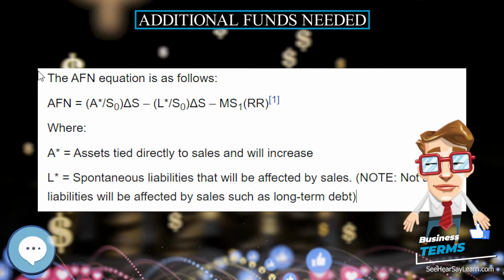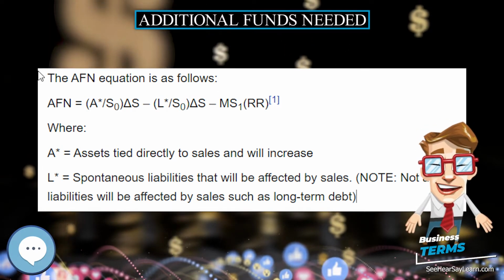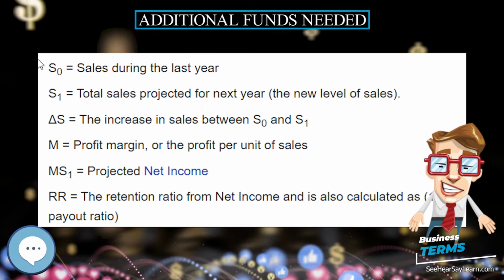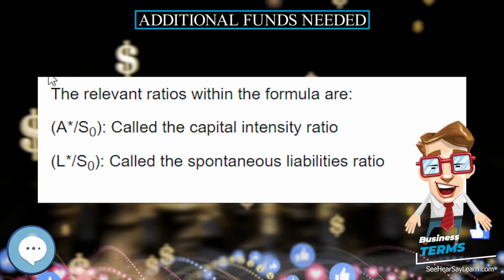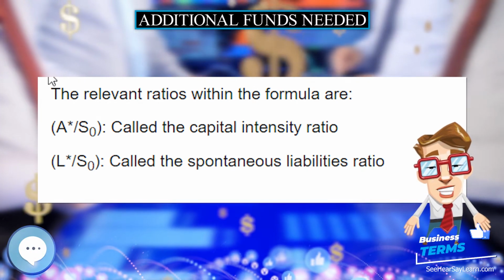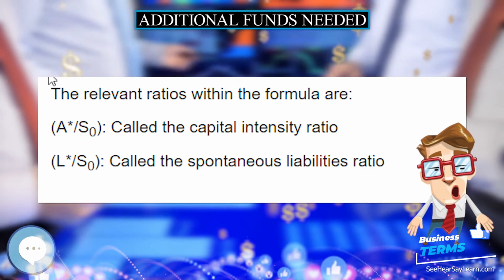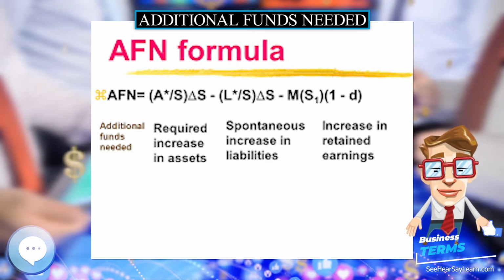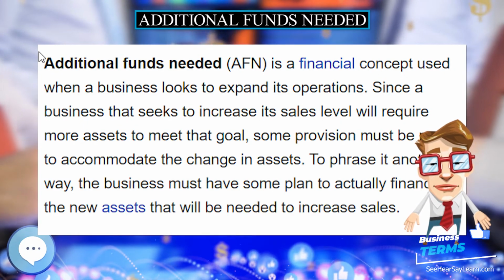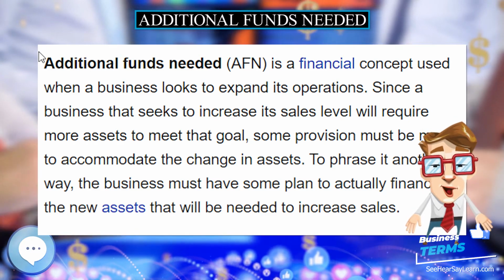Calculation. AFN is a way of calculating how much new funding will be required, so that the firm can realistically look at whether or not they will be able to generate the additional funding and therefore be able to achieve the higher sales level. Determining the amount of external funding needed is a key part of calculating AFN. A simplified version of the AFN equation is as follows.